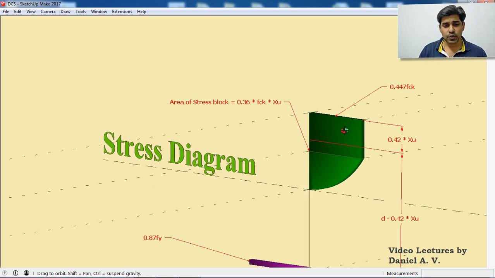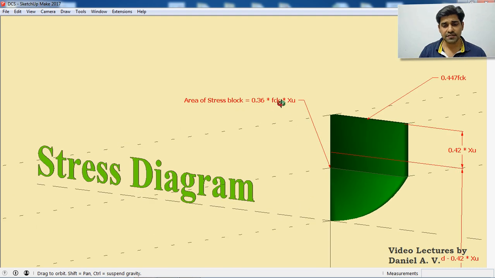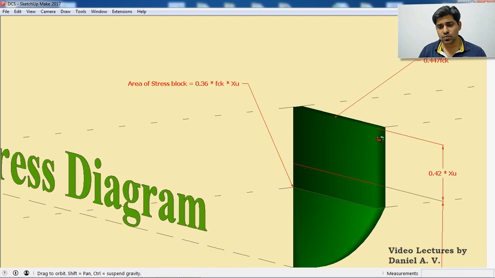And if I'm looking into the unit of FCK, which is stress, and this is length. XU is the depth, which is the dimension of length. Say if I'm taking the units as Newton and mm, so it's going to be Newton per mm square, which is the stress, multiplied by mm. Now I know that the width is 1 unit. If I multiply that also, I'm going to get the volume of this stress block having unit width.